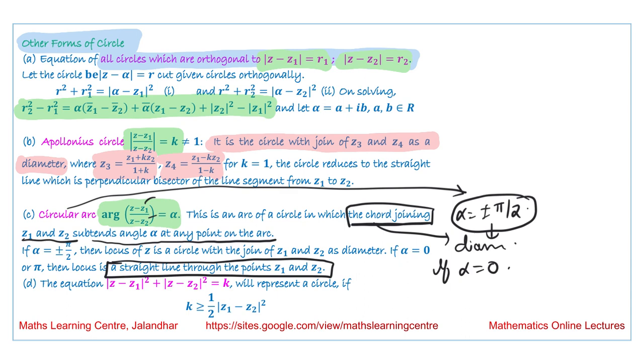We know that if we talk about an infinite circle, then it will be just a straight line. So we are saying that when alpha is equal to 0, we obtain a straight line through the points z1 and z2. And the last condition we have mentioned is that any equation of this form, mod of z minus z1 square plus mod of z minus z2 square equal to k, will represent a circle if the value of k is greater than or equal to 1 by 2 mod of z1 minus z2 square. So these are some other forms of the circles that we have.